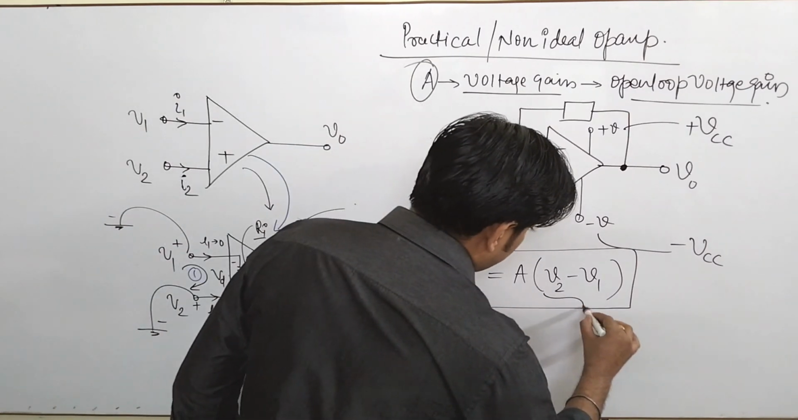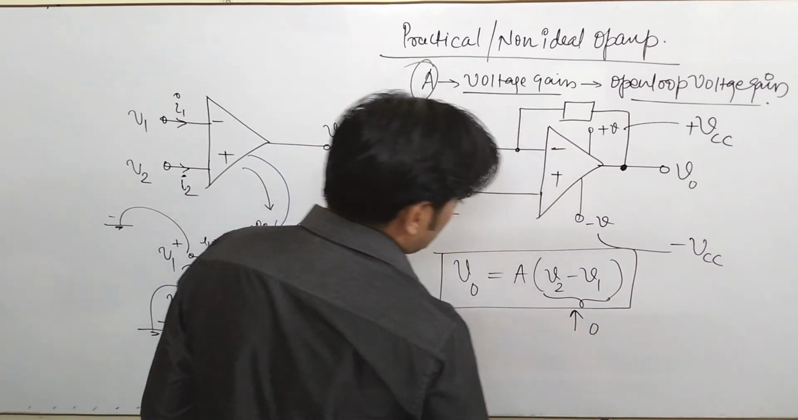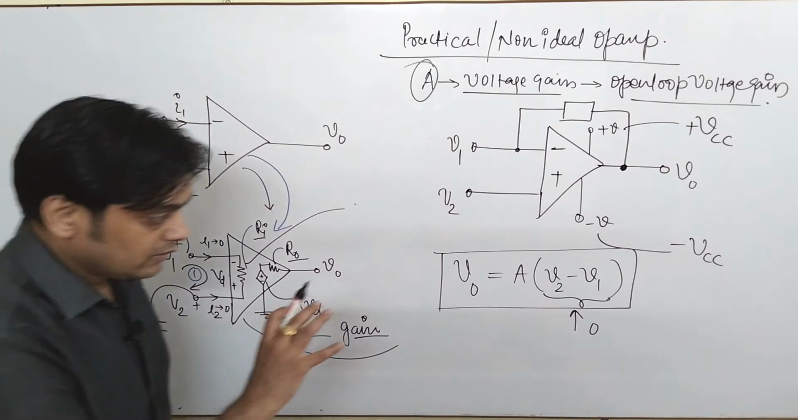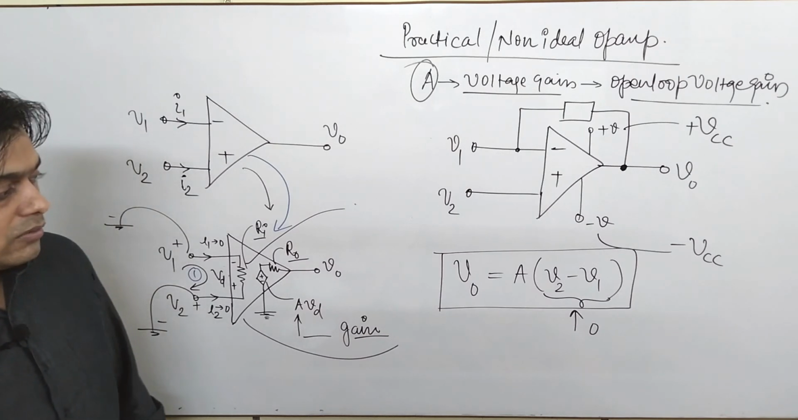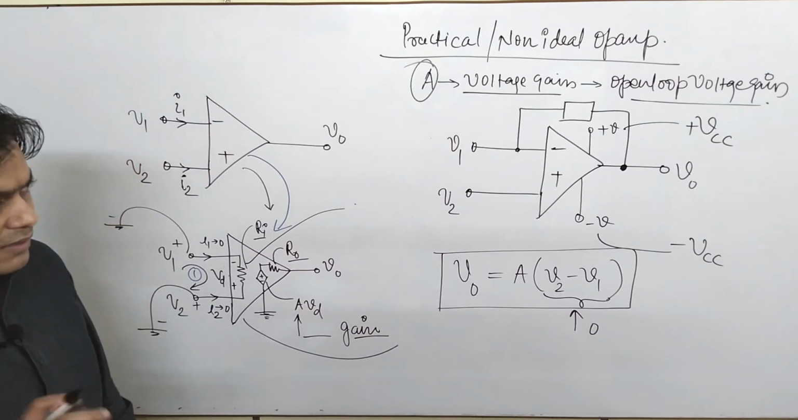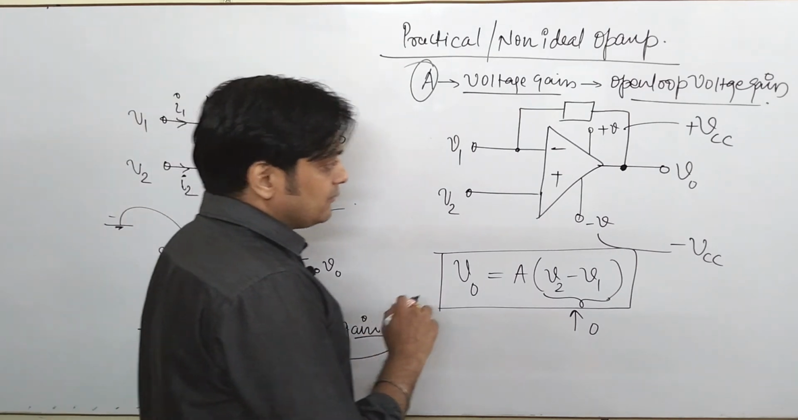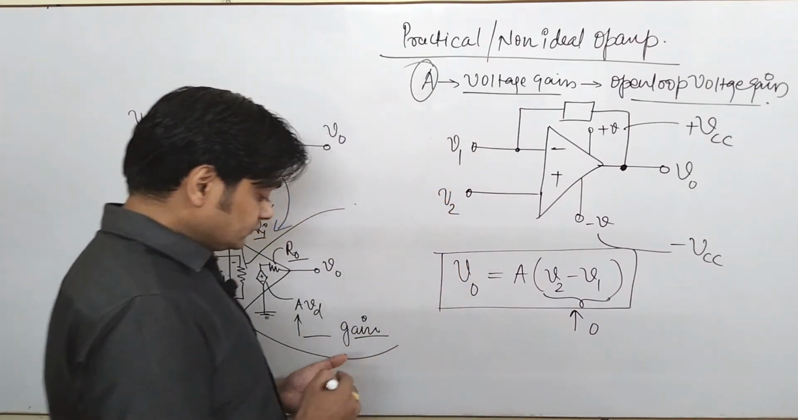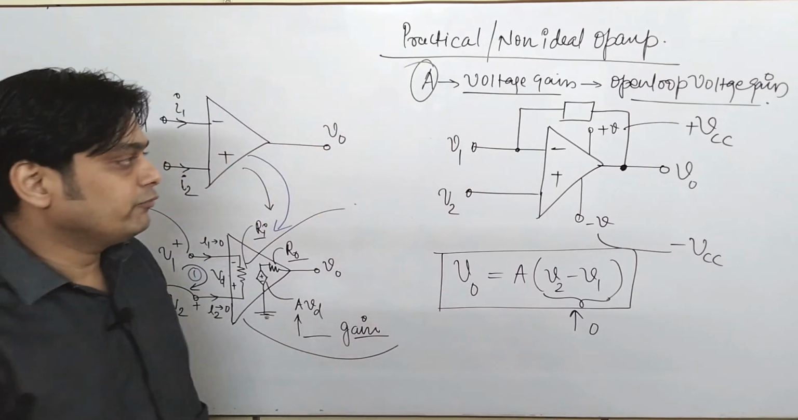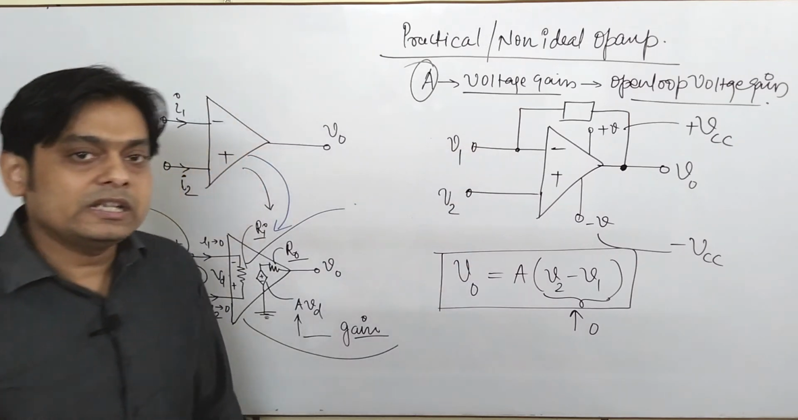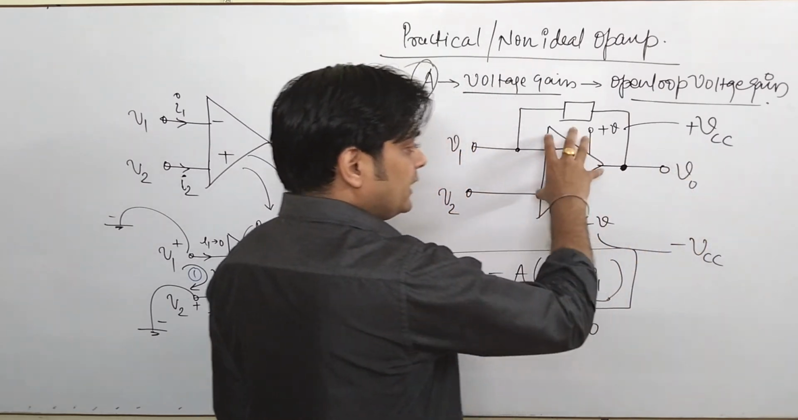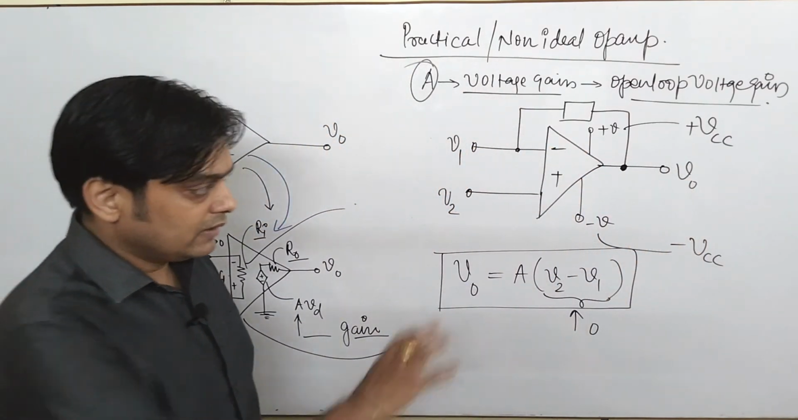When V2 minus V1 goes to 0, your output goes to 0. But this is not a condition, because V2 minus V1 is not 0. It never remains 0. It is some value. So now the question is, if the value of A is very high, then whatever voltage we apply at the input of the operational amplifier, depending upon the gain value A, we will get that output.